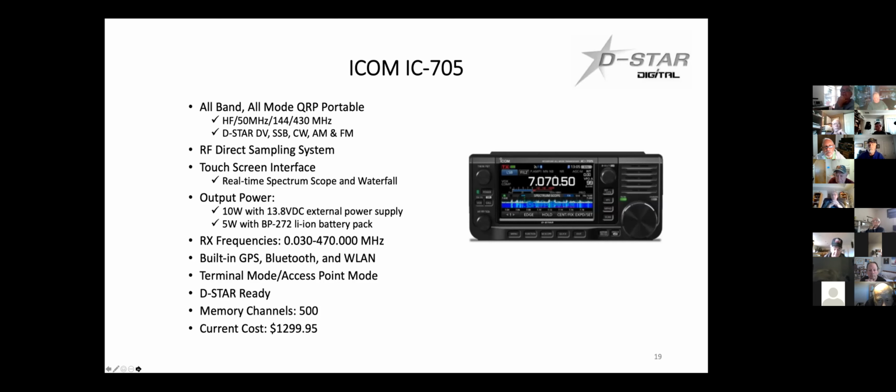This is ICOM's newest radio that's on the market. It's an IC705, which is a QRP radio, and it is UHF, VHF, and HF. All of those incorporate D-Star. It's 10 watts out if you use a power supply, 5 watts out if you use a battery. But it's a great radio. I love this radio. It's very small. It's not too light. It weighs a lot, but it's very small and you can backpack it. If you want to do summits on the air, this is a great radio to do that with. And this radio costs $1299.95. I think that's a good price for this radio.